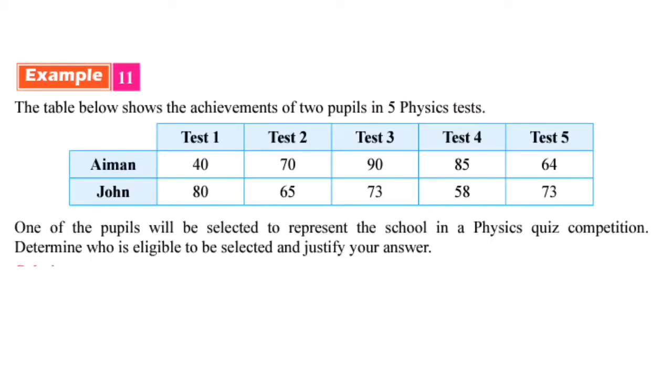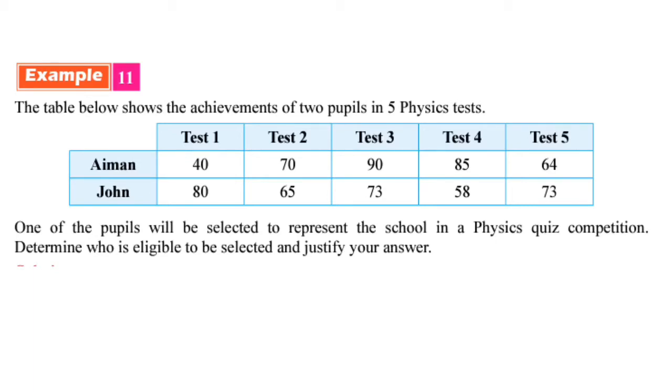Let's discuss example 11. The table shows the achievement of 2 pupils in 5 physics tests. Okay, Ayman and John sit for 5 tests and these are their marks. One of the pupils will be selected to represent the school in a physics quiz competition. So determine who is eligible to be selected and justify your answer.